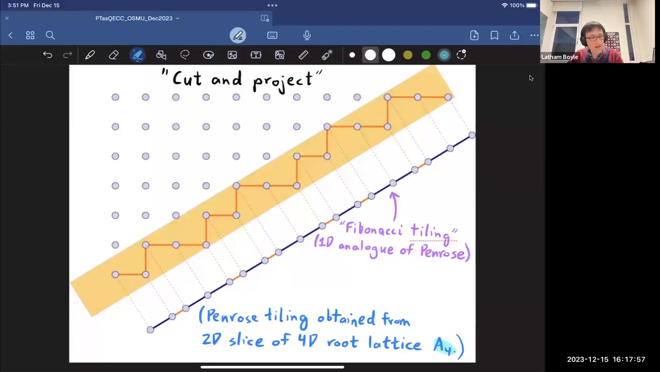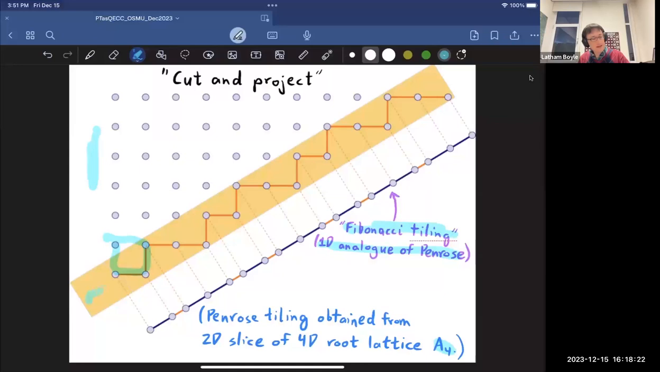But here in this picture, I'm showing how you can construct a one-dimensional analog of the Penrose tiling, called the Fibonacci tiling. This is the closest one-dimensional cousin of the Penrose tiling. You can construct it starting from a two-dimensional square lattice. So here's my two-dimensional square lattice. And now how do I construct it? Well, I take a square from the lattice, put it anywhere I want, and then I slide it along some irrationally sloped line.